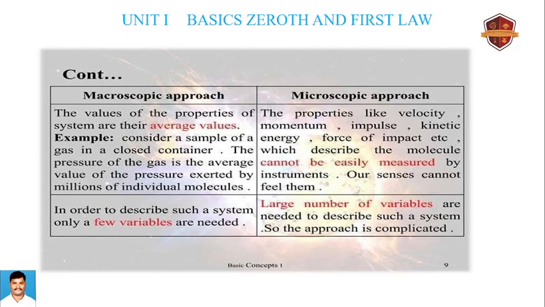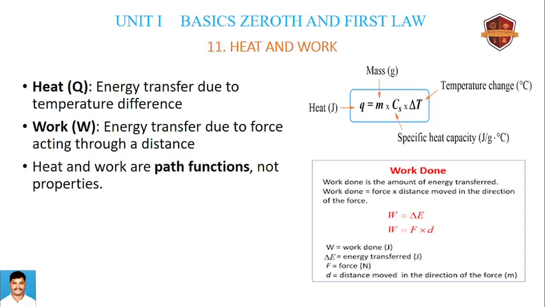Example, closed container: the pressure of the gas is the average value of pressure exerted by millions of individual molecules. Cannot be easily measured. This one has few variables. Microscopic approach, large number of variables.